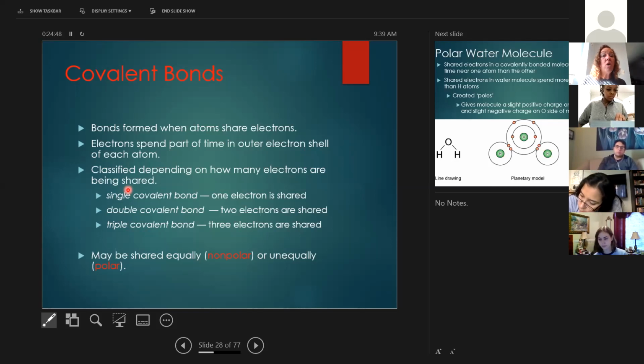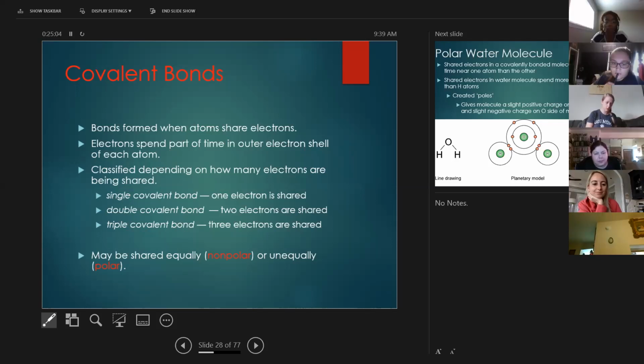We can share more than one. We can share 1, which would be a single covalent. We could share 2, double covalent. We could share 3, triple covalent. They could be shared equally or unequally. And what do I mean by this? So if I have the electrons being shared more on one side than the other, that would be unequal.